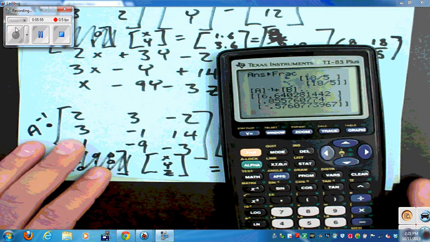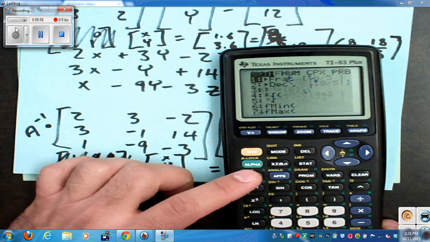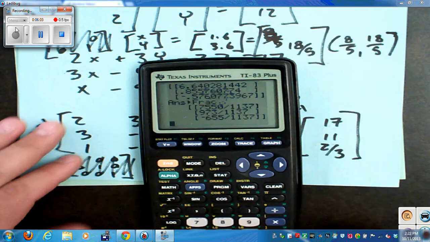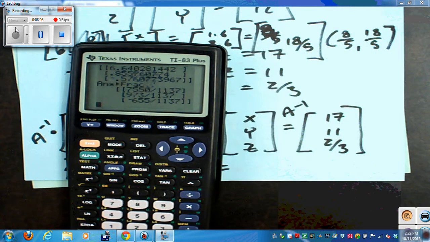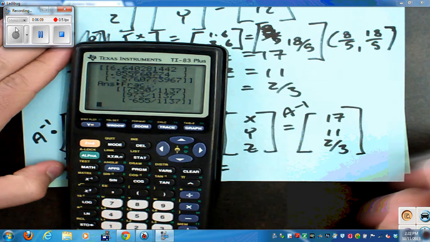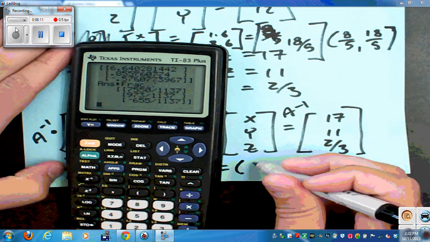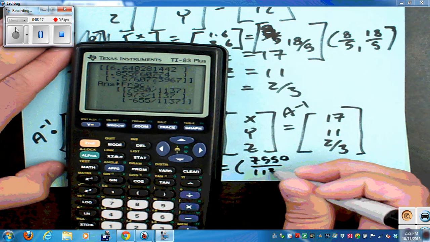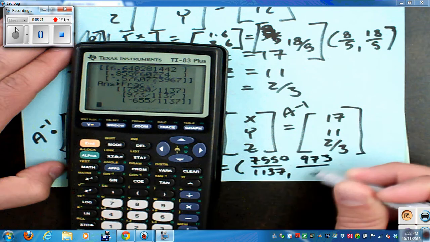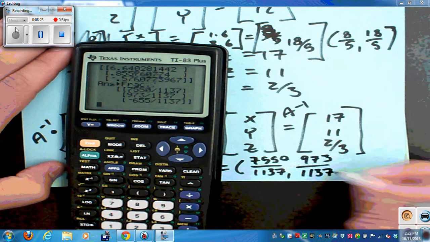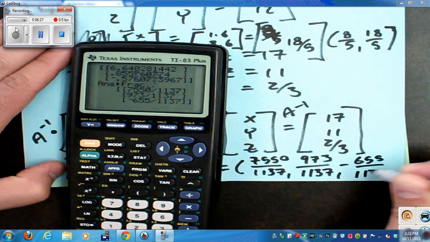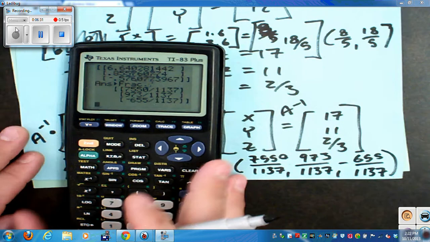Now it gives me some ugly numbers, so let's see if it'll turn it into a fraction for me. And it does. I'm glad that I didn't have to do that on my own, because those are pretty horrible fractions. So I'm going to write it as a point. X is 7,550 over 1,137. Y is 973 over 1,137. Z is -655 over 1,137. And that's my solution. Fairly simple.